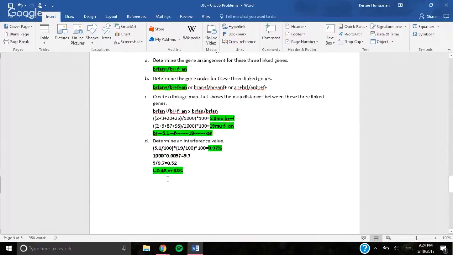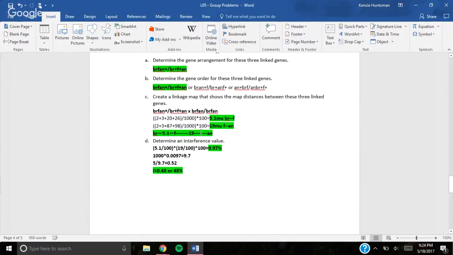We brought that down. The 2 and the 3 were the DCOs, or the double crossovers. So those stayed the same in both equations. And then the BR to F was 20 and 26. And then the F to AN was the 87 and 98. Did that math. We got 5.1 and 19. Bring that down, same equations as before.